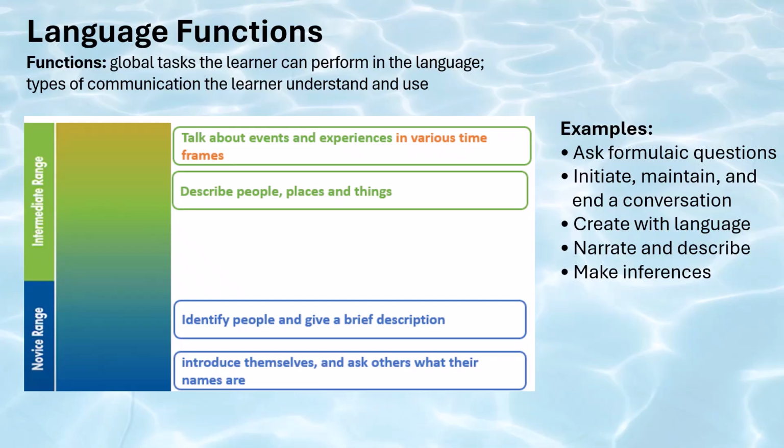With language functions, if we think about the novice range, students are able to maybe introduce themselves, ask others what their names are, right? And then they can identify people and give a brief description. And as they work up to the intermediate, now they're able to not just identify people, but they can describe those people and the places and things that are on the topic. And then you can see here that advancing upward, they can talk about events and experience using various tenses in various time frames.